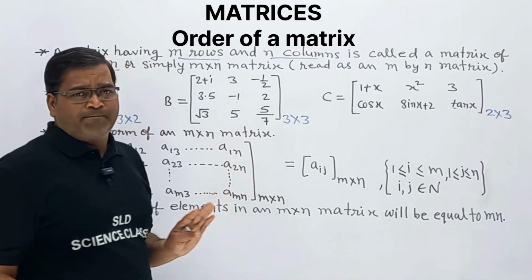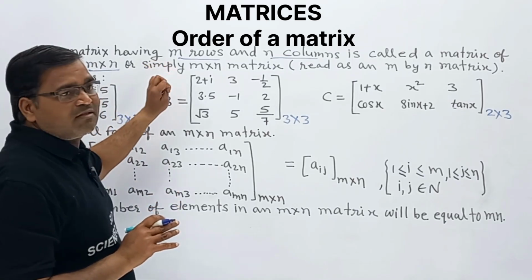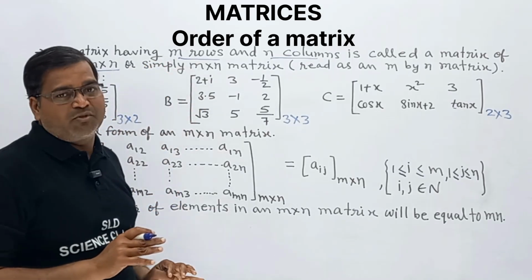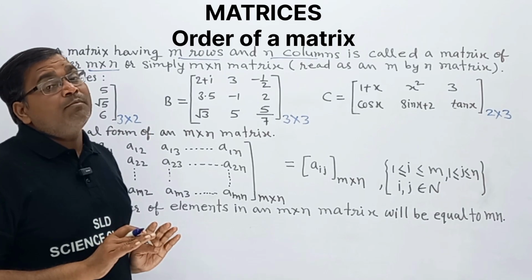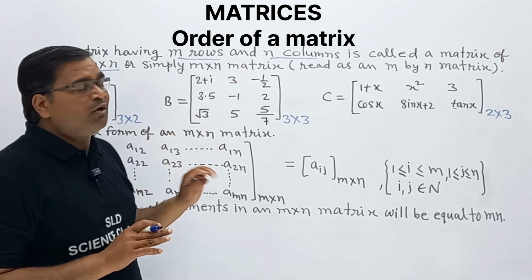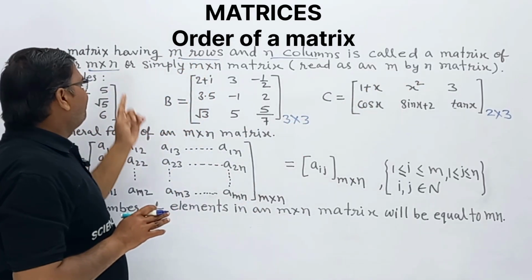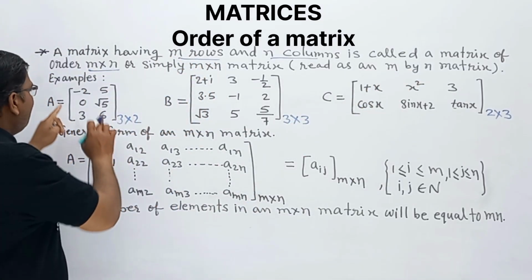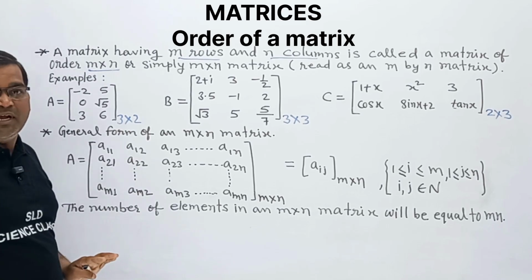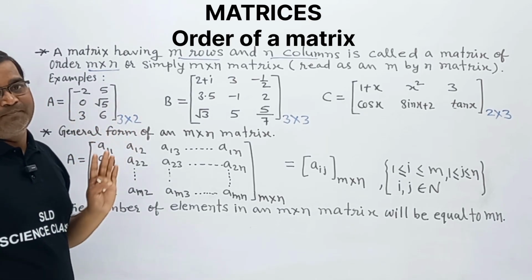So, once we know the basic knowledge of a matrix, the number of rows and number of columns, then if we have m rows and n columns, the order will be m by n, m into n. We know a matrix is written in a square bracket, and at this place we will put the order.